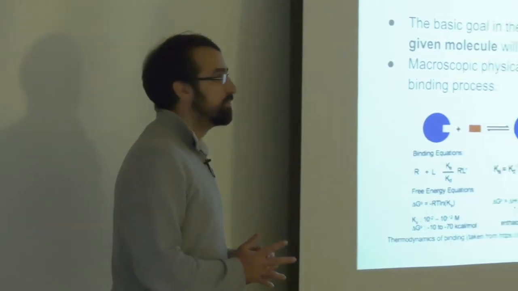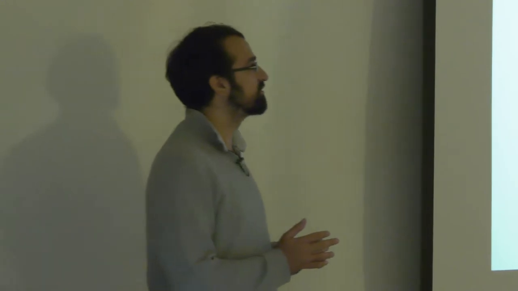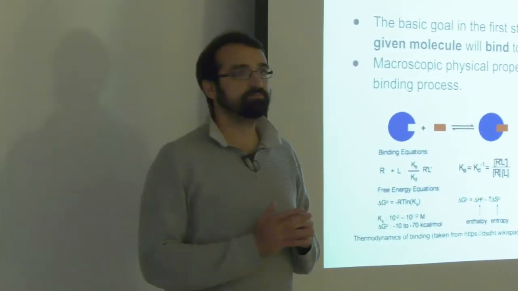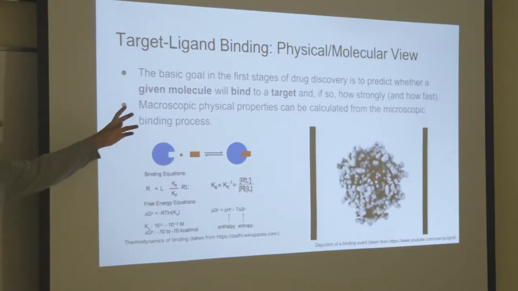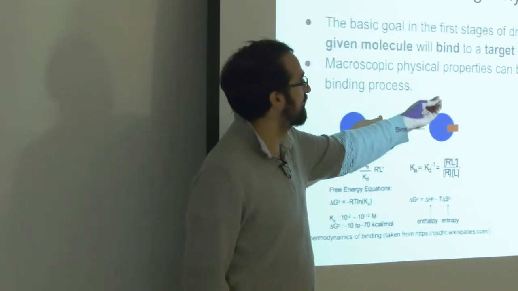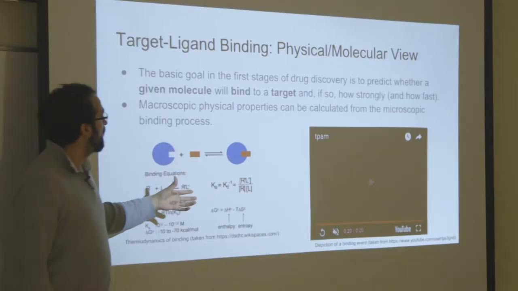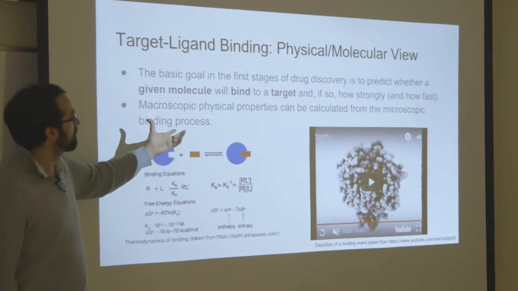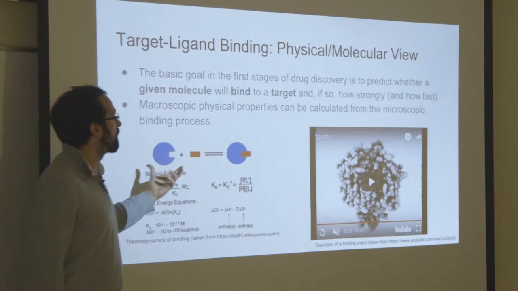Also a bit of review of target-ligand binding, the physical view of it. The basic goal of the first stages of drug discovery is to predict whether a given molecule will bind to a target, and if so, how strongly. This normally means calculating macroscopic physical properties from the microscopic binding process.